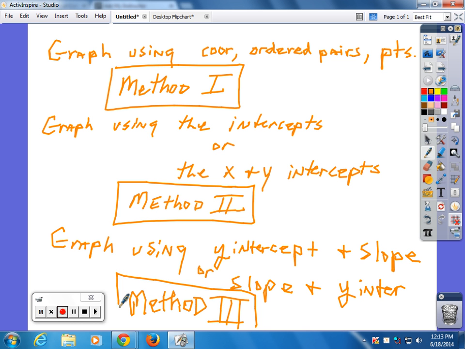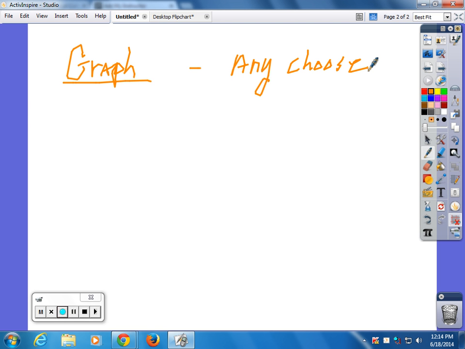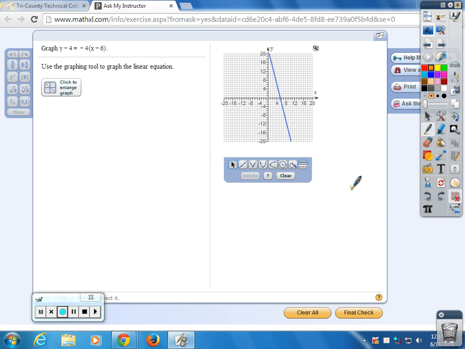When can I use whatever method I want to? Whenever you see the word graph. All of this is nice and dandy, but if you just see the word graph and that's it, then what method can you use? Any that you choose. When you just see the word graph. And that's true in mostly all of your math courses.